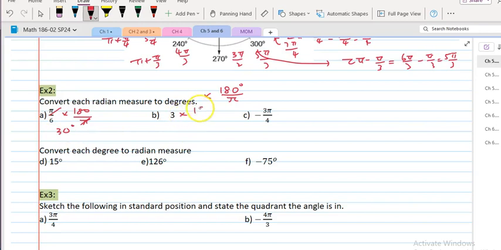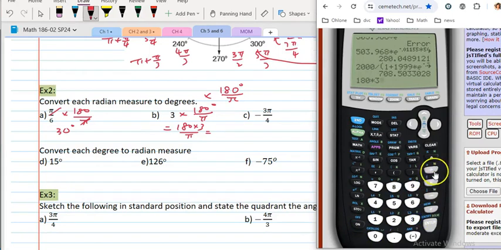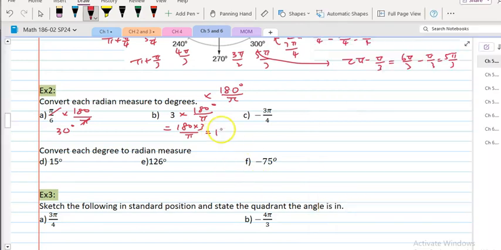3 times 180 over pi would be, well, I just multiply across. So this is the degree, right? So it will be 180 times 3 over pi degrees, right? So put it in the calculator. 180 times 3 over pi. Pi is this one, second up arrow. This is the pi. 171.9 degrees. Well, it's almost 180 degrees.